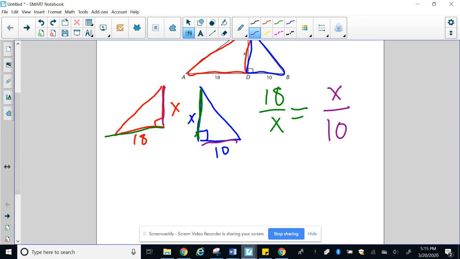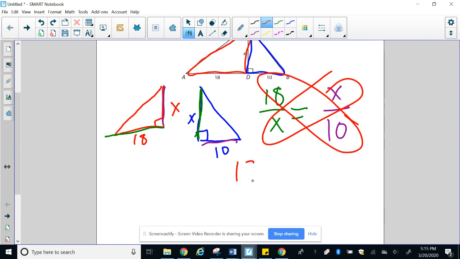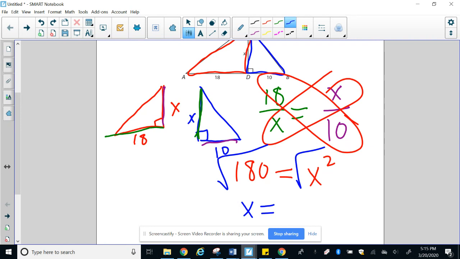Now it's just a solving problem. Okay, so we can cross multiply. Okay, so 18 times 10, 180 equals x times x, x squared. Okay, so now in order to solve this, remember when we have x squared, all we're going to do is take the square root of both sides. Okay, and now we got to take the square root of 180. Now remember this would normally be a plus or minus. Just remember that our side length has to be positive. So I'm actually just going to write out the positive one. So 13.4 approximately. Okay, so the side length would be 13.4.